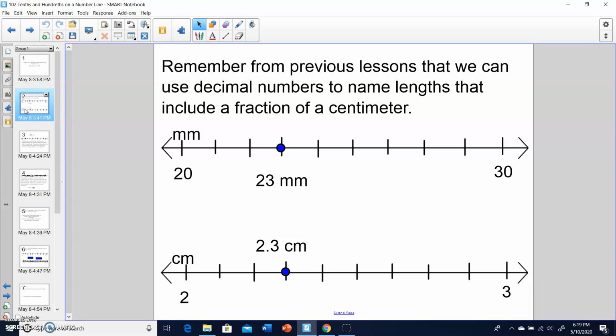Okay, so remember from previous lessons that we can use decimal numbers to name lengths that include a fraction of a centimeter. So here we have 23 millimeters, which is the same as 2 3/10 centimeters. So we just use a decimal point to include that part until the next centimeter.